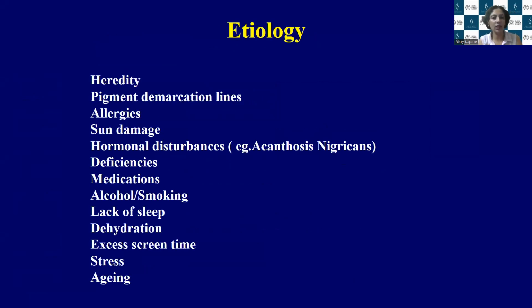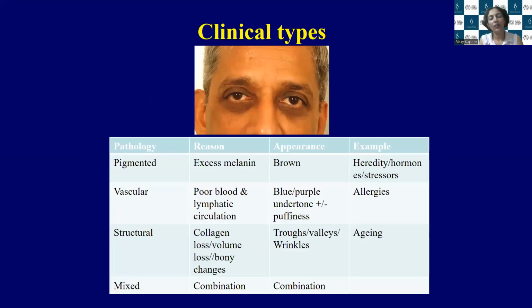Let's begin with the history. So that's very important. You take a proper history to find out the etiology of the problem, whether it's heredity, it's allergic, because of sun damage, hormonal disturbances, deficiencies like anemia, addictions like smoking, etc., lack of sleep, a lot of screen time, and of course, aging and other such factors. And this is what is more important for us as physicians, because we need to classify the dark circles into four major categories as per the appearance of the dark circles and the cause of the same.